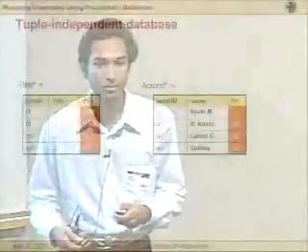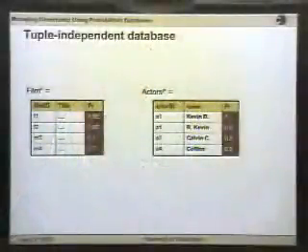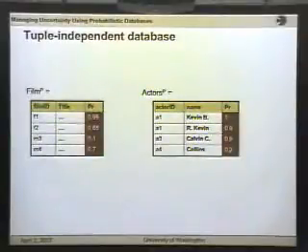Next I'm going to talk about representation. The simplest way to represent a set of possible worlds is using a tuple independent database. This is an example. There are 2 tables, and every table has a new column called probability, which shows the probability of that tuple being correct. And all the tuples are independent.